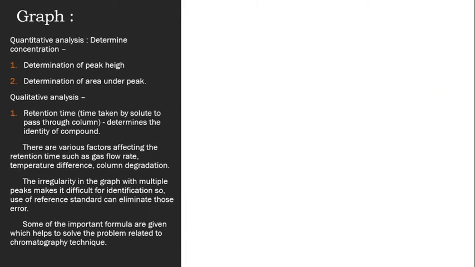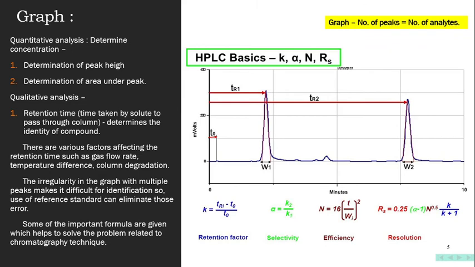Graphical representation. The data observed in the software of the HPLC instrumentation is represented in graphical form, where the x-axis is the timeline and the y-axis has the absorbance. The number of peaks is equal to the number of analytes observed. So this data can be used for quantitative analysis, where determination of concentration is done.